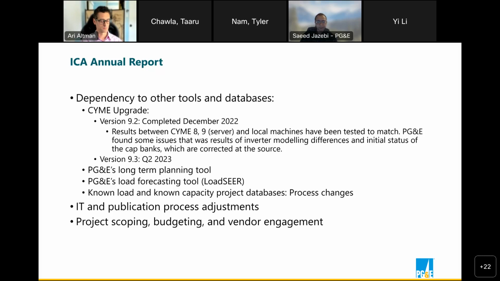The other challenge and focus was project scoping, budgeting, and vendor engagement. We started last year and we're still continuing. I will talk about it in the next slides.